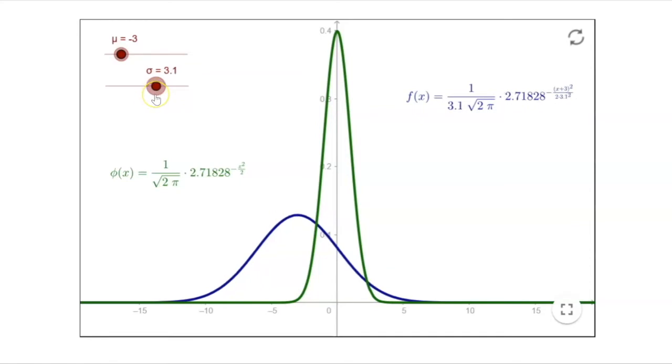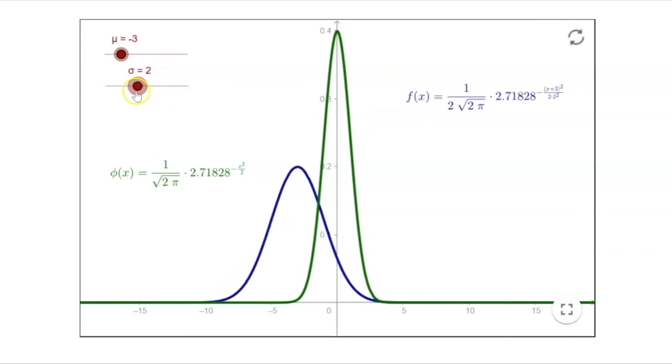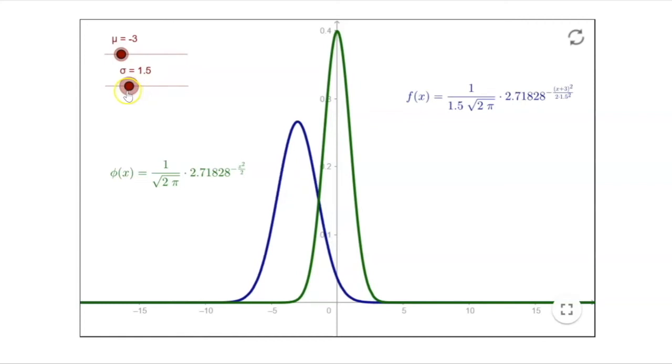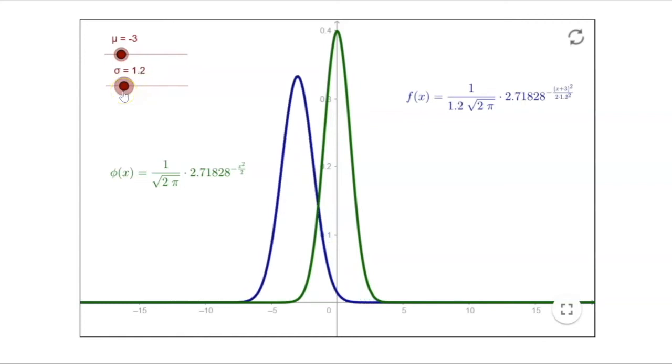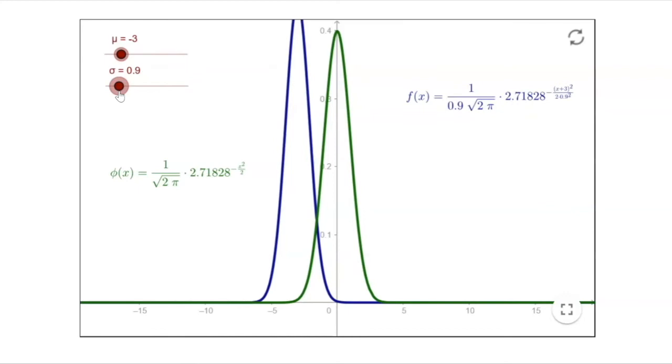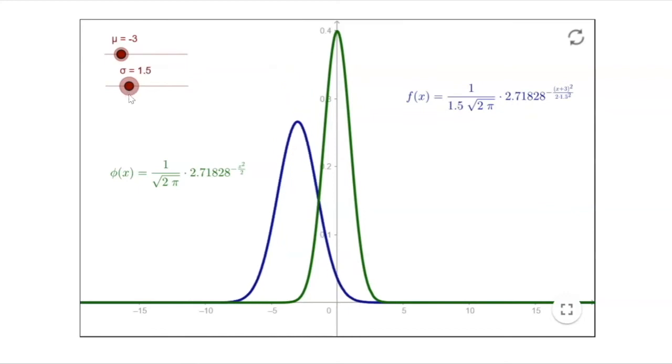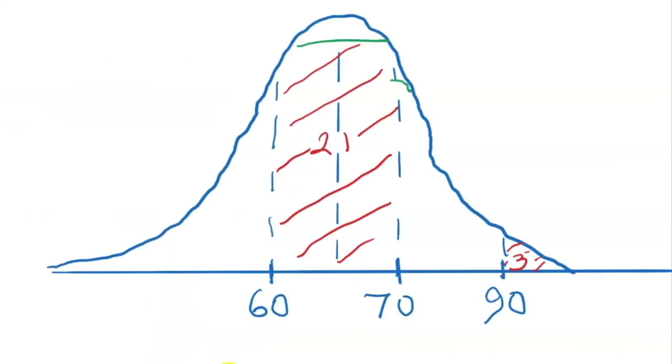The curve gets flatter and more spread out. If we decrease the standard deviation, the curve gets higher and thinner. So this should help us when we go back to the question. So this is what our normal distribution curve would look like.